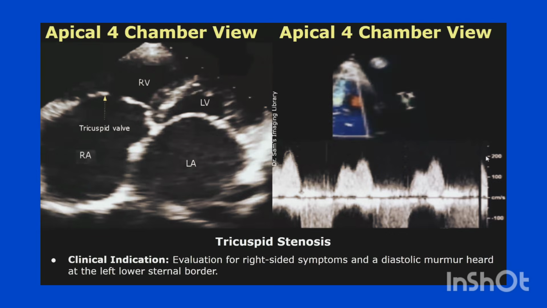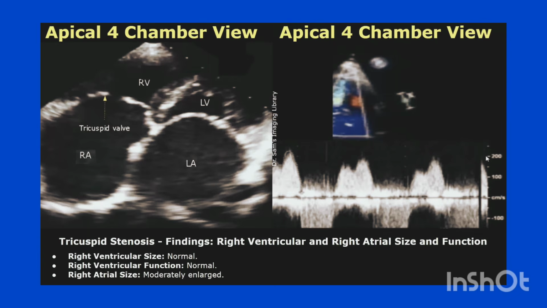This is a case of tricuspid stenosis. Clinical indication is evaluation for right-sided symptoms and a diastolic murmur heard at the left lower sternal border. The right ventricular size and function are normal, but the right atrial size is moderately enlarged.